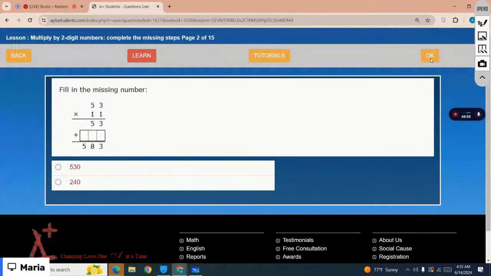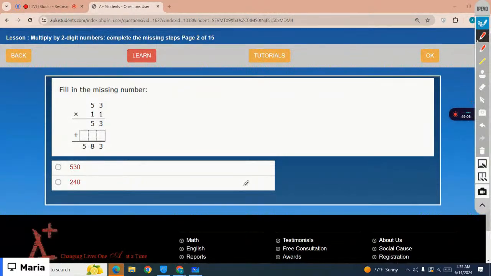Fill in the missing number. So the missing number is, you have to multiply the tens digit. When you multiply the tens digit, the one right below the ones digit, you have to put 0. 1 times 3 is 3, 1 times 5 is 5. So the missing one is option number 1, that is 530. The correct option is option number 1.